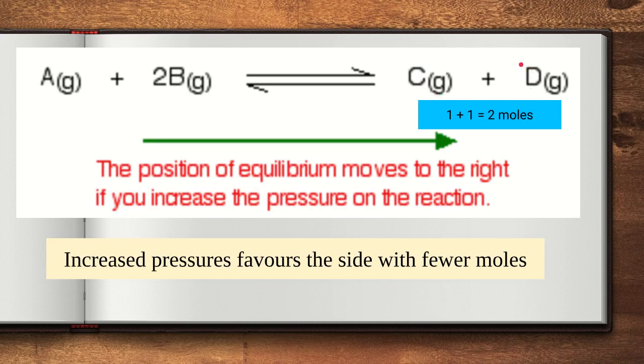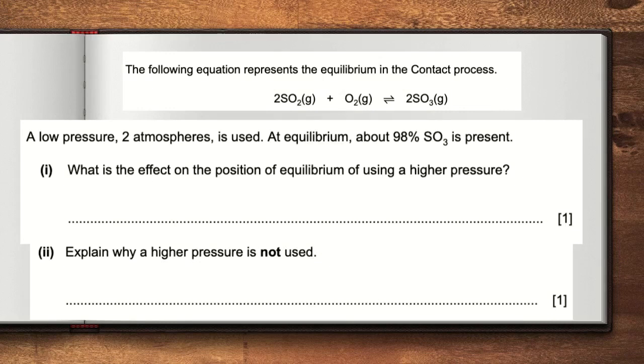So in this reaction, for example, if you increase the pressure, you would favor the forward reaction, or we would say equilibrium would shift to the right. Again, whichever way suits you. Favor the forward reaction, equilibrium shifts to the right is exactly the same thing. So let's have a look at an exam question.